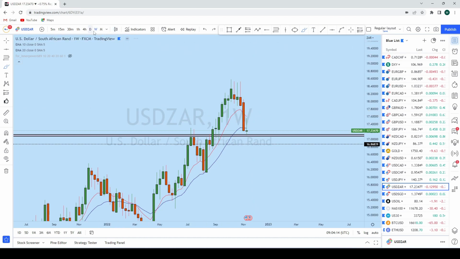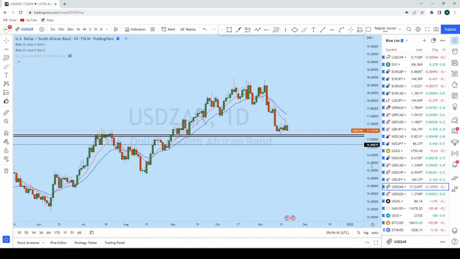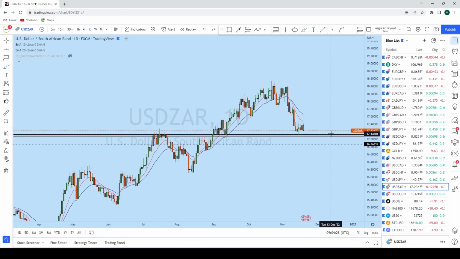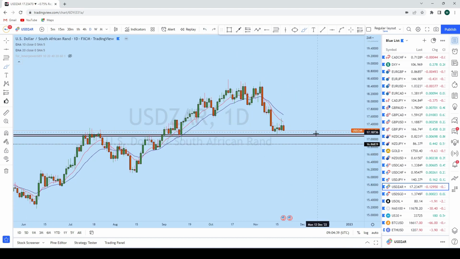Now looking at daily, what we see is that USDZAR first grabbed liquidity from the bottom, has gone up, grabbed liquidity from the top, and is now creating bearish price action. So it is crucially important to see how it is reacting. It could be that USDZAR just continues to drop, as on the daily a red candle has already been created.